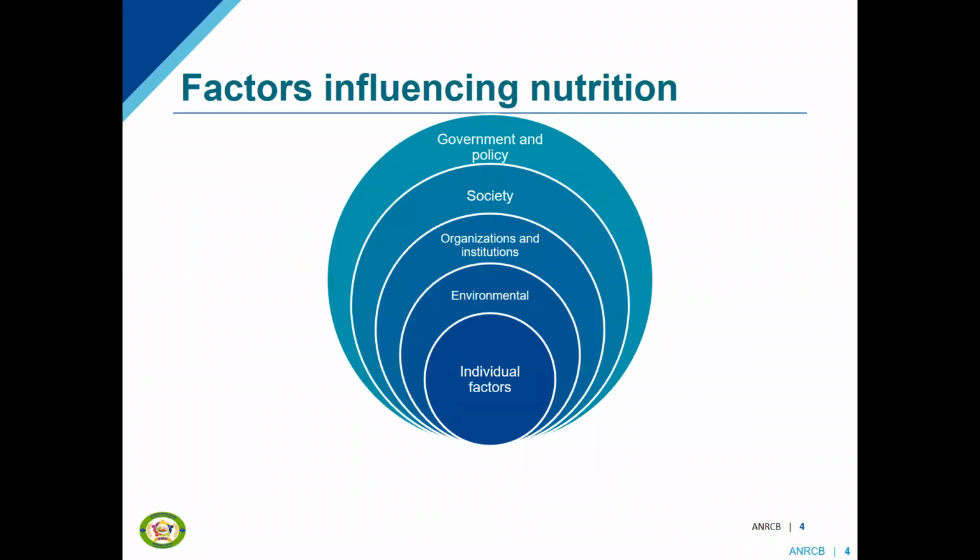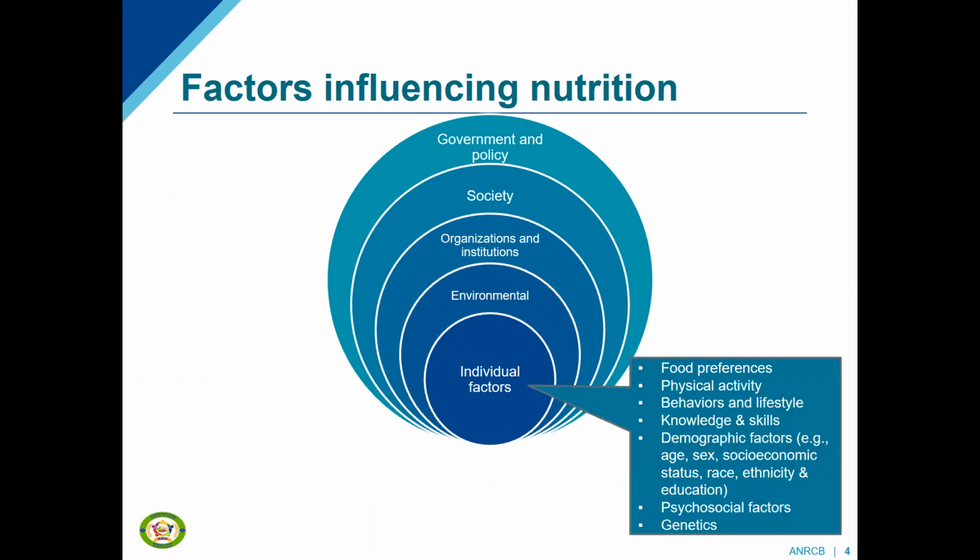So let's consider these factors in some more detail. We can consider factors that influence nutrition from the individual all the way to larger societal levels. For example, in addition to our personal food preferences and choices, we have other behaviors and lifestyle, such as our physical activity, that influence our nutritional status. Our behaviors are influenced by what we know, for example, our knowledge of nutritious foods, what we believe, for example, what we think constitutes healthy eating, and our skills, for example, in preparing food at home.